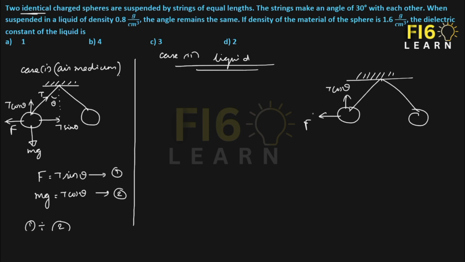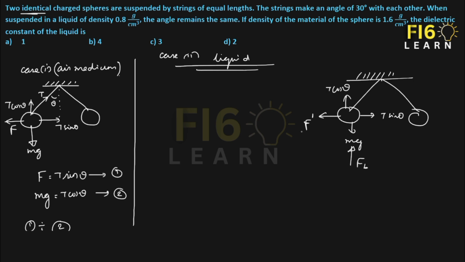This will be F dash, because initially they are in the air medium, so the electrostatic force I have taken as F. In the second case the medium changes, which means the electrostatic force also changes. Whenever the medium changes, the electrostatic force also changes. To point out the difference, I have taken the force value as F dash. This will be T sin theta, and this will be self weight. Along with that, a buoyant force will act upward, because the setup is immersed in liquid. This is the only difference. All other forces remain the same except the buoyant force and the F dash value.